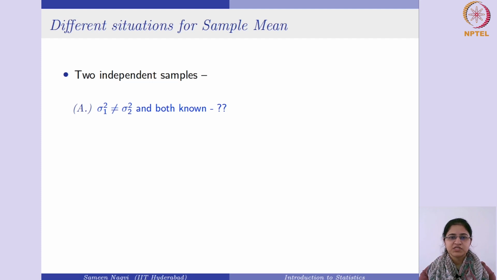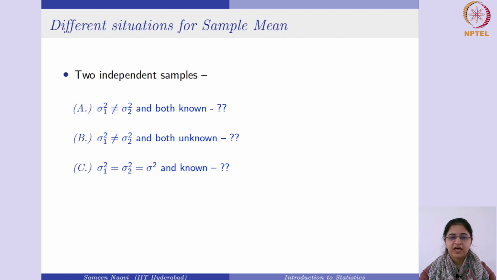Now since your interest is in mu1 and mu2, or rather mu1 minus mu2, what is left is the other parameters. Now there are certain conditions based upon which you can identify the sampling distribution. The first situation can be that the two variances are unequal but they are known to you. Then what will be the sampling distribution of the difference of the sample means? Next can be that they are unequal but they are unknown to you.